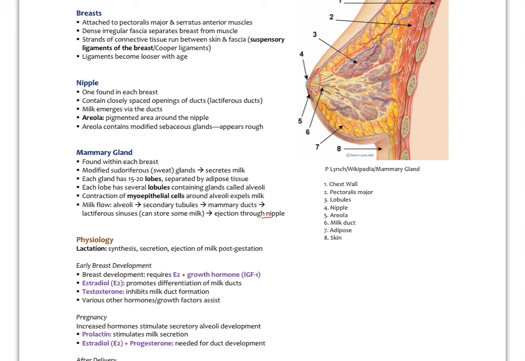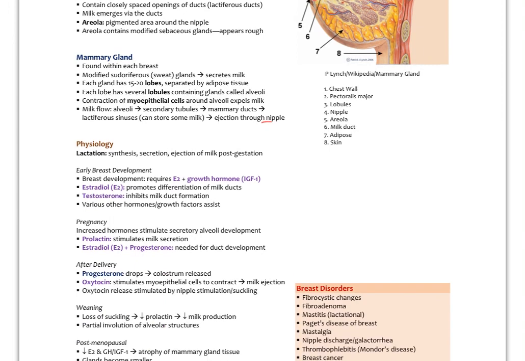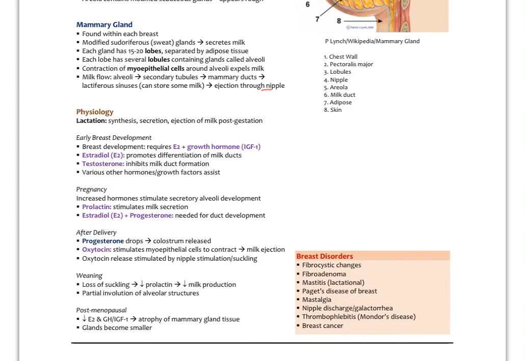Now, important things to know about the physiology of lactation. Lactation involves synthesis, secretion, and ejection of milk post-gestation. Early breast development requires two primary hormones, estradiol and growth hormone. And again, growth hormone is activated, it binds to receptors in the liver cells, hepatocytes, which then secrete insulin-like growth factor. So it's really IGF-1, which is the primary active form of growth hormone.